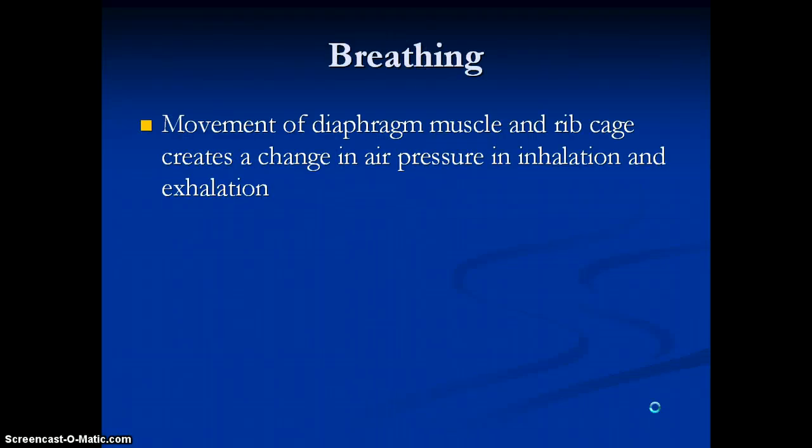Going to the description of breathing, the movement of the diaphragm muscle and the rib cage creates a change in air pressure in inhalation and exhalation. This is a basic summary of how breathing happens. Your diaphragm muscle contracts and your rib cage expands to create air pressure changes in inhalation and exhalation, so you can open your air passages to get more air in.